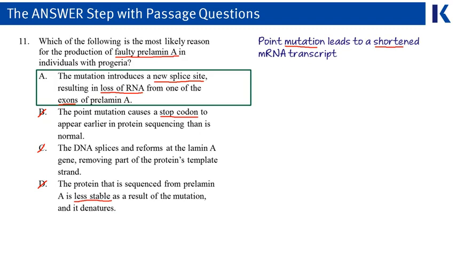Choice D might be correct if this was a disease that came from a missing protein, but that's not what this disease is. Hutchinson-Gilford progeria syndrome is a disease that comes from too much protein. After this faulty prelamin A is produced, then it starts to cause problems. Therefore, the problem would be that it would be very stable, not that it would be less stable.